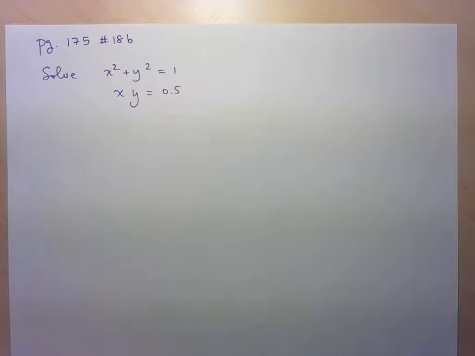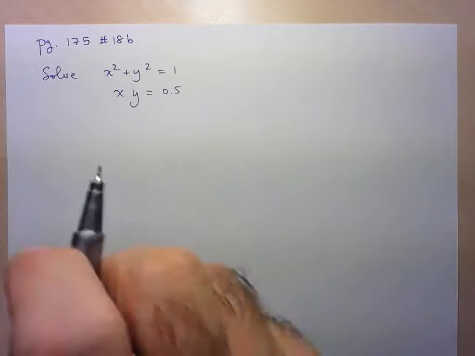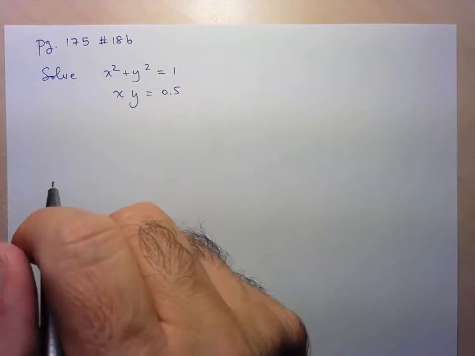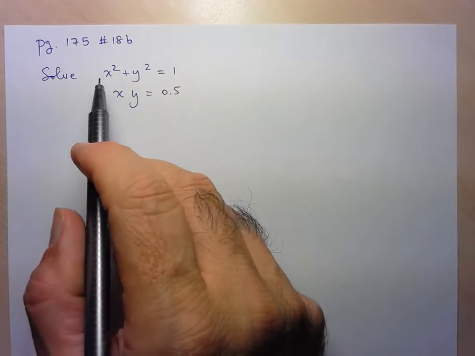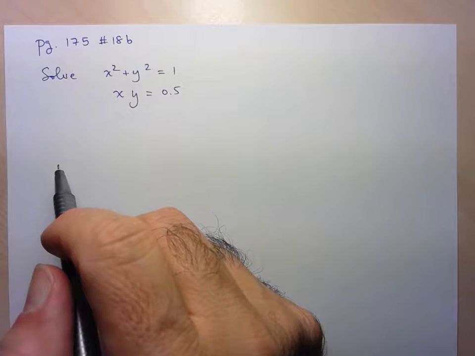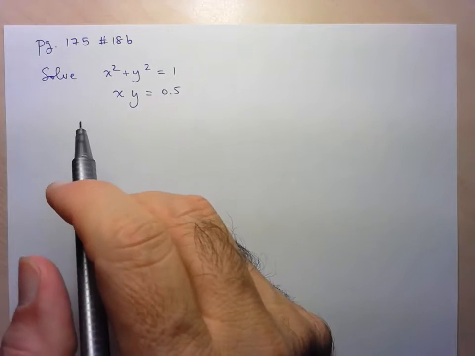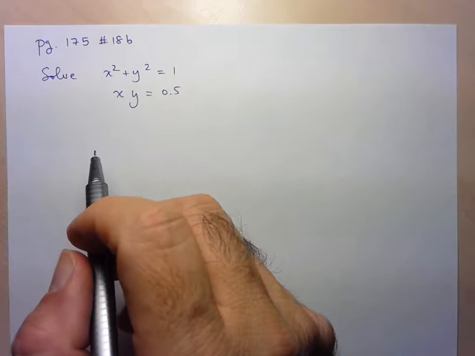Hi folks, we're going to take a look at page 175, number 18b, and in this question they're asking us to solve this system of equations. So I notice here I've got two unknowns, two equations. The only difference from what we're used to is that this is not a system of linear equations.